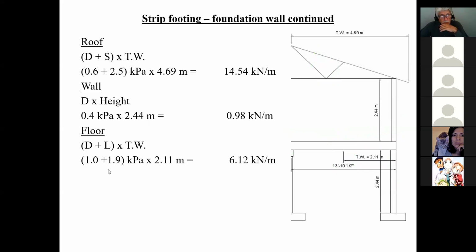So here's 1.0 and 1.9 multiplied by 2.11 meters. Wow, I didn't make that mistake here. Fantastic. You can appreciate that the wall doesn't really add that much. The floor does, of course, because of the live load, and this because of the snow load, but the wall doesn't add that much, 1 kilonewton per meter.